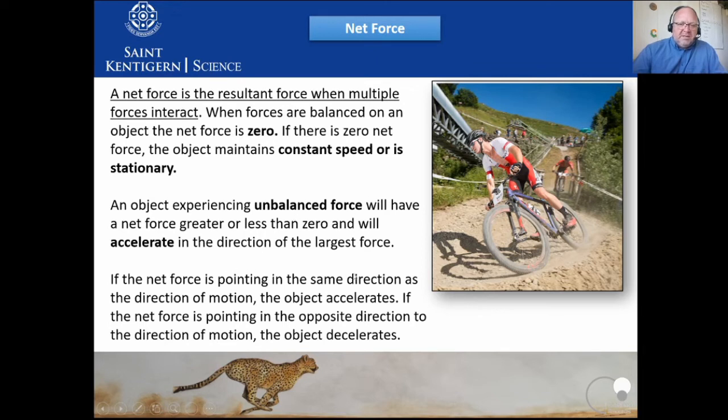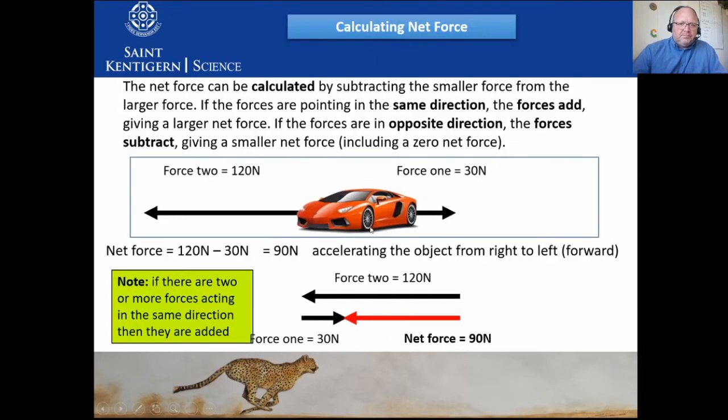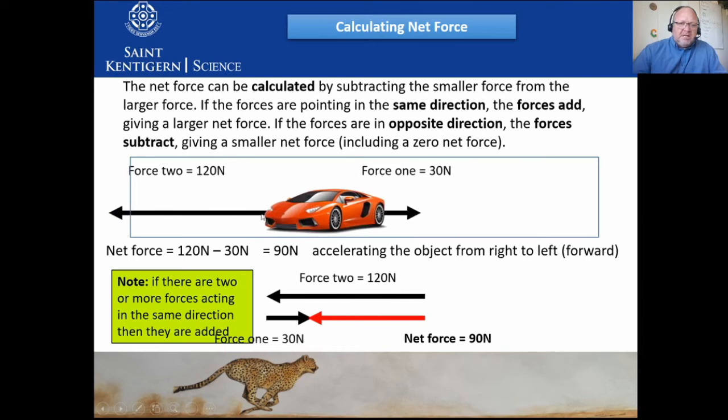We've just said this again. Okay? So in this case, you can see this force. They can actually ask you to calculate the forces. If you have this force of 120 newtons in this direction, and you have this force of 30 newtons in that direction, you take the bigger force and you subtract the smaller force. So 120 minus 30 is 90.